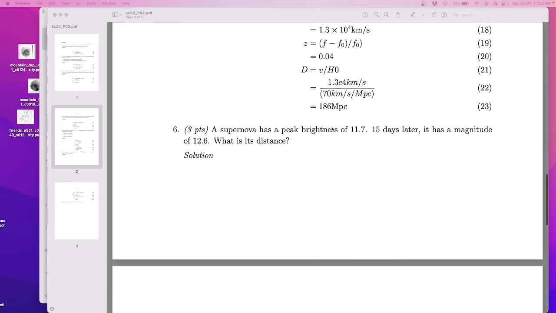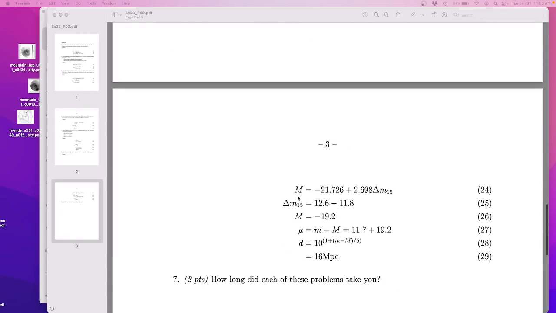Okay. A supernova has a peak brightness of 11.7. That's what I measure it at. Then 15 days later, it's 12.6. That number goes up because the brightness goes down. So what is its distance? You first find the absolute brightness from delta M15. And so, okay, delta M15, what does this look like? Use the positive one. That's the short answer.